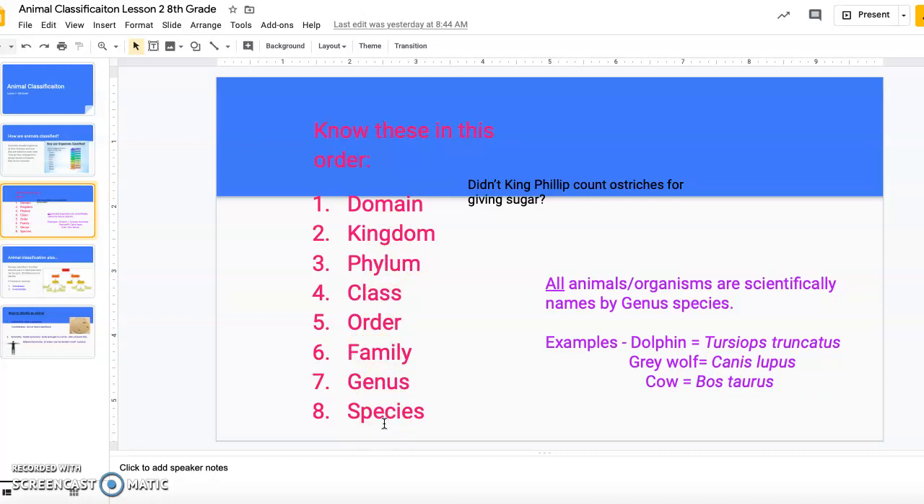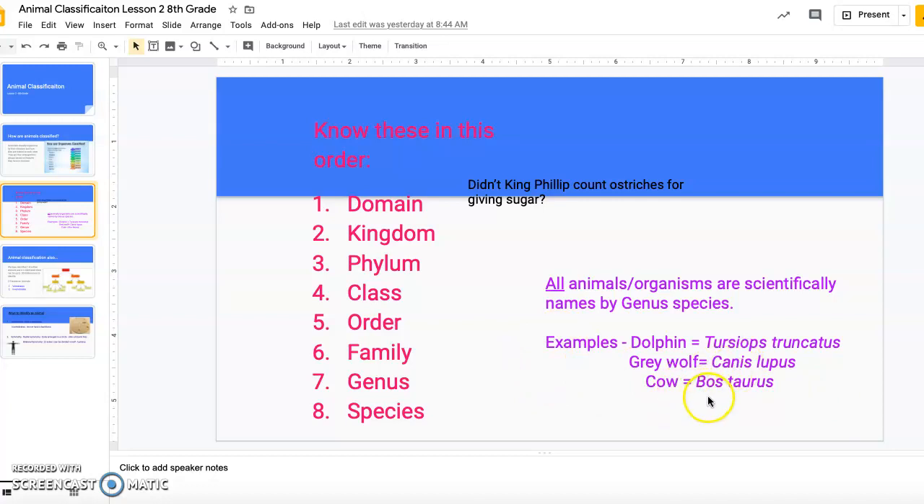Some examples I have given are dolphins, which is a Tursiops truncatus. Genus is Tursiops, species is truncatus. A gray wolf is a Canis lupus. Canis, you'll realize all dog species are canines or Canis. So some of these words come from a scientific basis. And then a cow is a Bos taurus, however you want to say it.